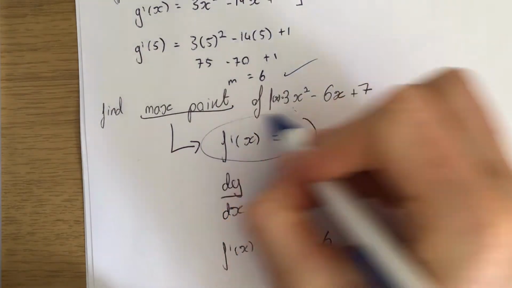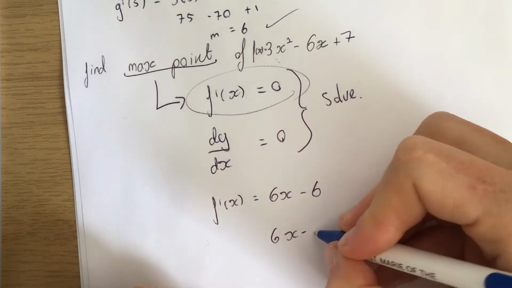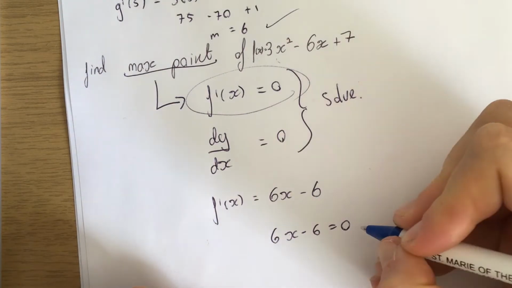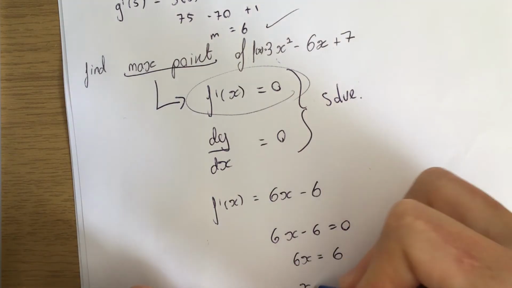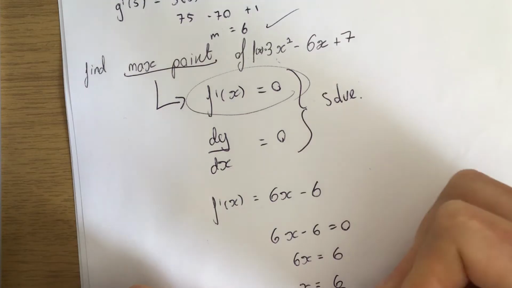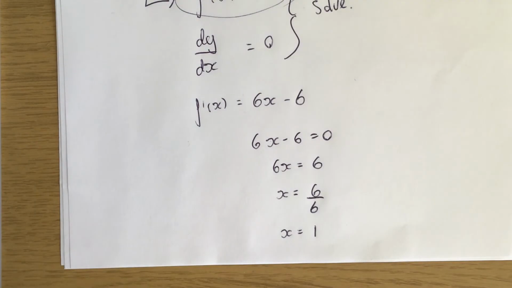And according to my rule here, I let it equal 0. So that's 6x minus 6 equals 0. And then you get that 6x equals 6, and x is equal to 6 divided by 6, which in your head or on your calculator will give you x equals 1. So that's going to be your x value.